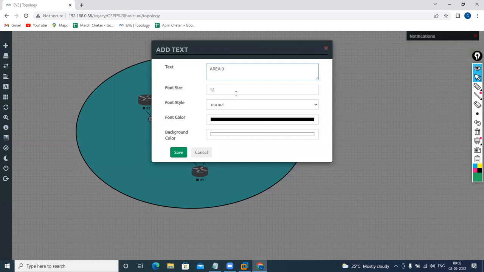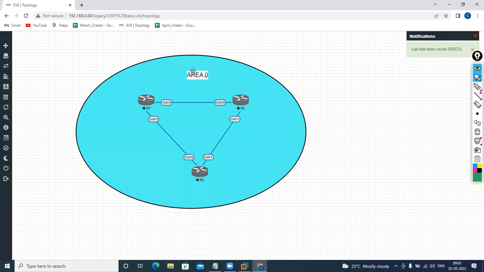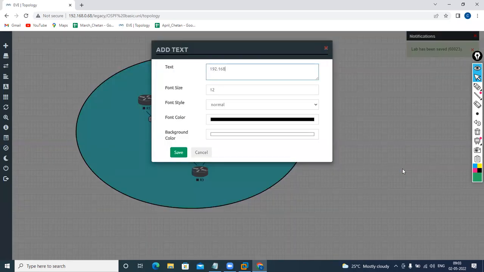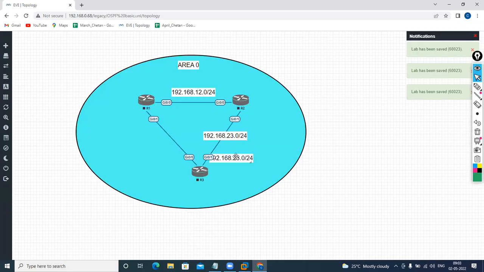Area 0. So between R1 and R2, it will be 192.168.12.0/24. This is 23.0. It is 13.0.